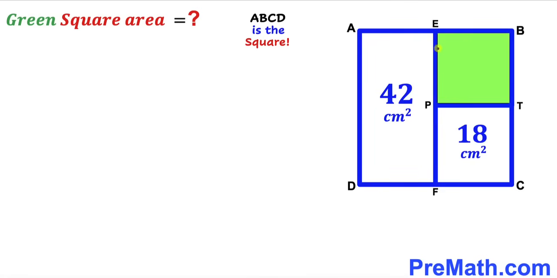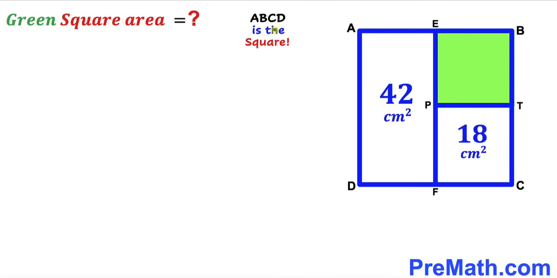This square ABCD consists of this green shaded square EBTP, the blue rectangle PTCF, and finally this blue rectangle AEFD, as you can see in the given diagram, such that the area of this rectangle PTCF has been given to us as 18 centimeter square, whereas the area of this other rectangle AEFD is 42 centimeter square.